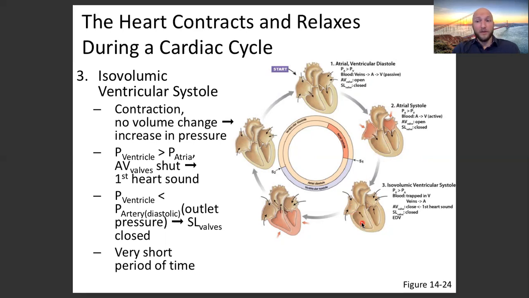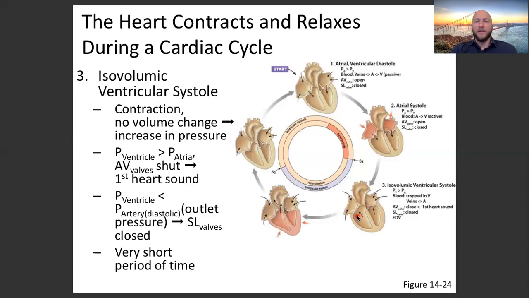Pressure is set up so that we have higher pressure in the ventricle, lower pressure in the atria. If we don't stop the blood from flowing that direction, it's going to want to flow that direction. So during isovolumetric systole, the AV valve closes. Remember, the AV valve was open during ventricular diastole. And now that we're entering ventricular systole, the valve closes. And it closes at the moment pressure in the ventricle gets higher than the pressure in the atria. The moment pressure gets higher in the ventricle than the pressure in the atria, that AV valve is going to close.